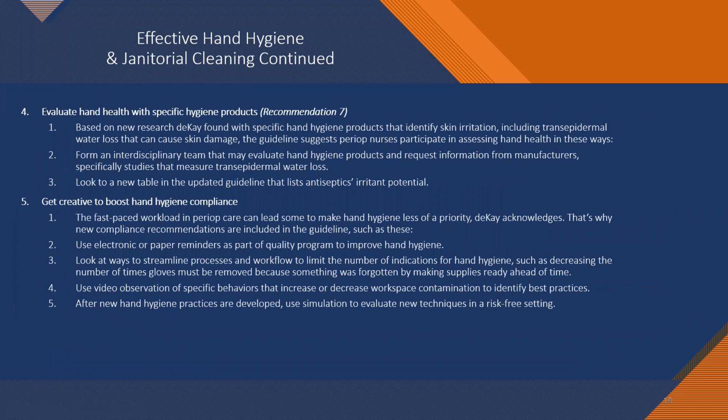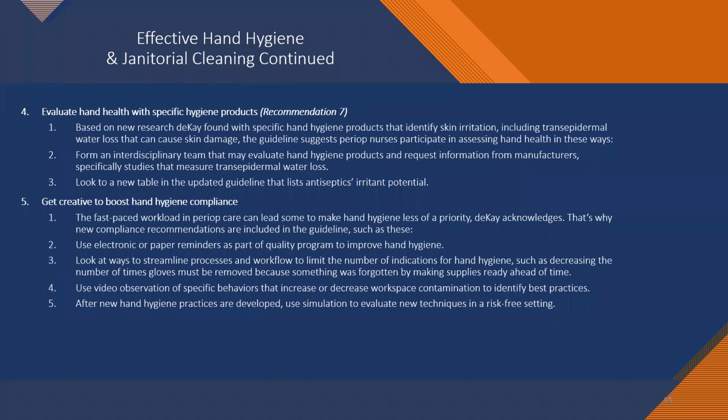You need to evaluate hand health with specific hand hygiene products. Based on new research, we found that specific hand hygiene products can cause skin irritation, including transepidermal water loss that can cause skin damage. The guidelines suggest perioperative nurses participate in assessing hand health in these ways. Form an interdisciplinary team that may evaluate your hand hygiene products and request information from manufacturers, specifically studies that measure transepidermal water loss. Look to a new table in the updated guidelines that lists the antisepsis irritant potential.